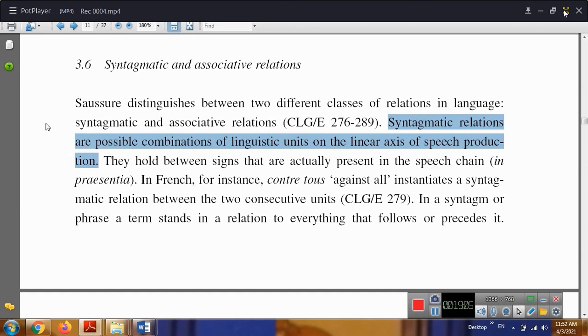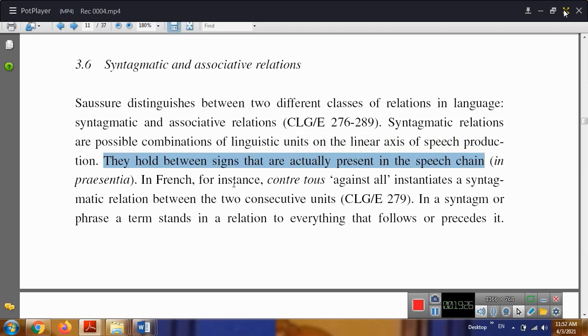At first, you should pay attention to this point that Saussure distinguishes between two classes of relation in language: syntagmatic and associative relation. Syntagmatic relation means the possible combination of linguistic units on a linear axis of speech production. They hold between signs that are actually present in a speech chain. The relation between these words, which are arranged beside each other, is linear. They are on the linear axis, and the relation between them is syntagmatic.